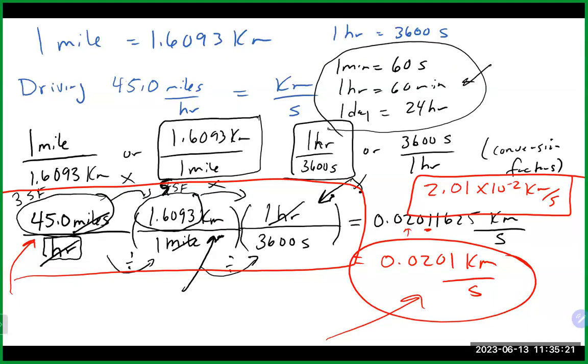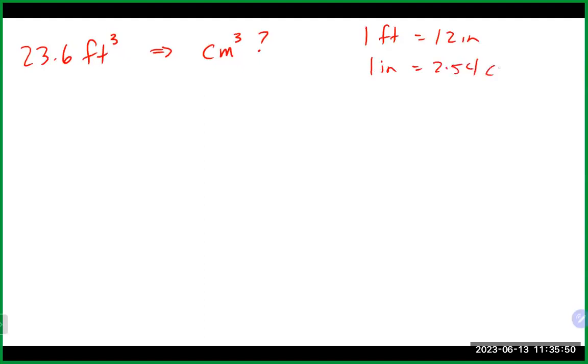So let's talk about another conversion here. Why don't you try this one? Let's say we did some measurements and we had 23.6 cubic feet, and I want to know how many cubic centimeters that was. See what you come up with. We'll give you some conversions: 1 foot is 12 inches, and 1 inch is 2.54 centimeters. All right, see what you come up with.